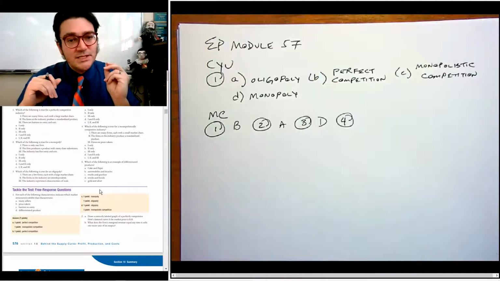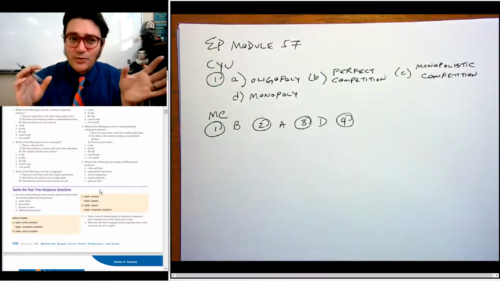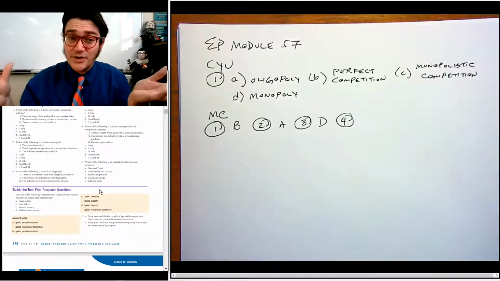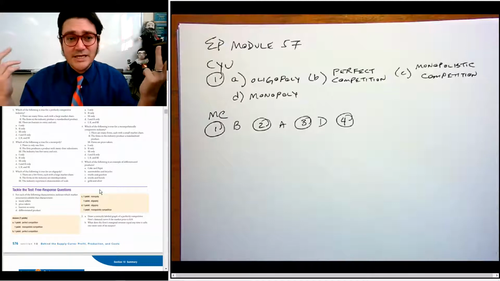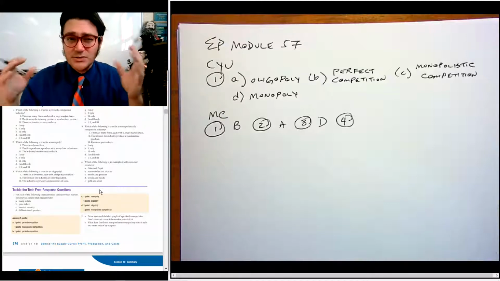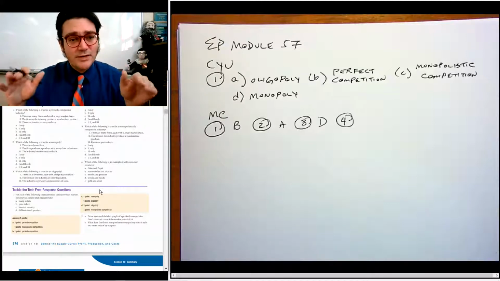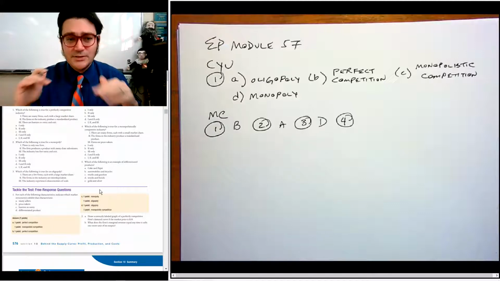2, the firms in the industry produce a standardized product. Not always. They can, but they typically don't, actually. Things like grocery stores, restaurants, clothing stores, that's not usually an identical standardized product. Usually there's little subtle differences. So we're going to rule out 2. 3, firms are price takers. We can rule that one out.